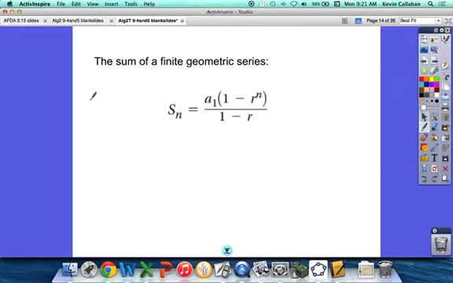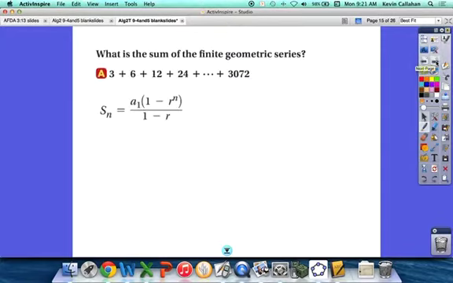Good. So let's use it. Okay. I don't like these problems. Okay, what is the sum? We're using this formula. We know the first term, right? The first term is this.